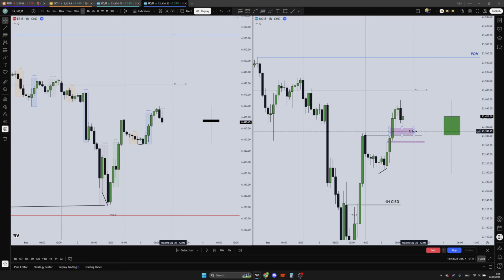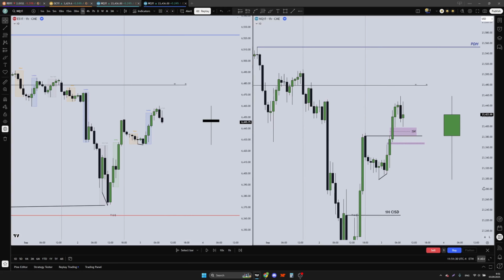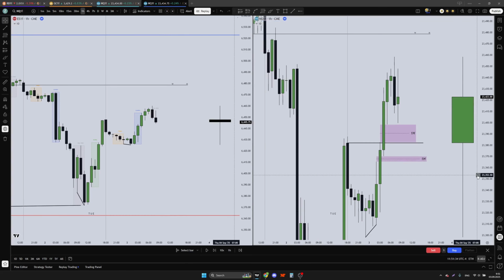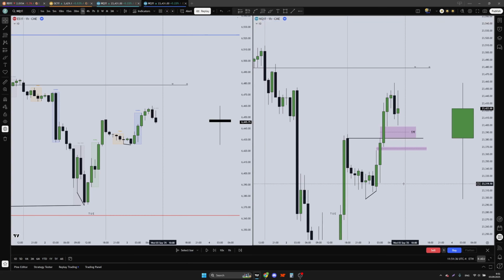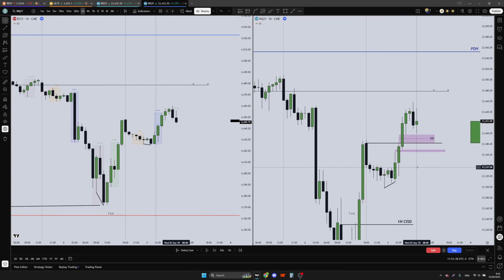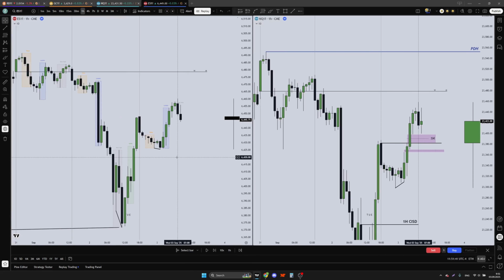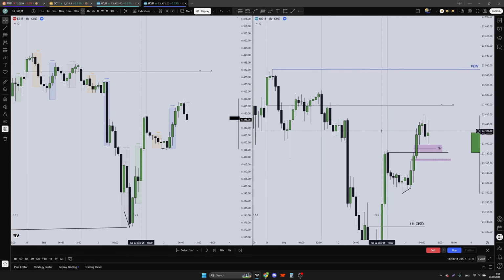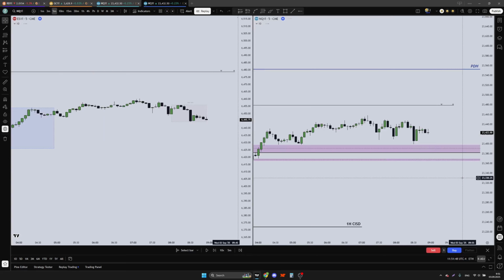So mechanically, I'm just looking to trade 1 hour information. I just want either this or this one gap to get tapped, and then I'm gonna drop to my 3 minute or 5 minute time frame and trade the market making model on that time frame towards my draw. So let's go out on the 5 minute chart.